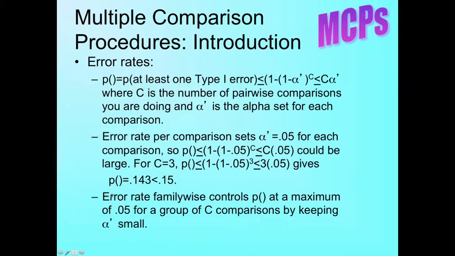Okay, to fix that, you need a multiple comparison procedure, and one way that it can control this is by utilizing error rate, what's called family-wise, utilizing the family of pairwise comparisons that you have rather than per comparison. Okay, per family rather than per comparison. Error rate family-wise controls the probability of at least one type 1 error at a maximum of 0.05. So it does not let you get above alpha of 0.05 no matter how many pairwise comparisons you have. That is a very strong way of controlling for a type 1 error. So it holds alpha at 0.05 for a group of C comparisons by keeping alpha prime small. So alpha prime in this case is not going to be 0.05. It's going to be less than 0.05.